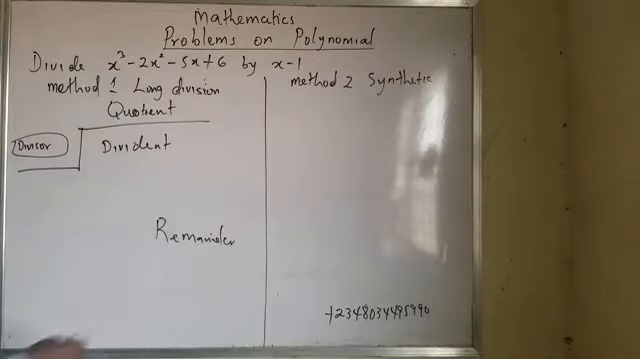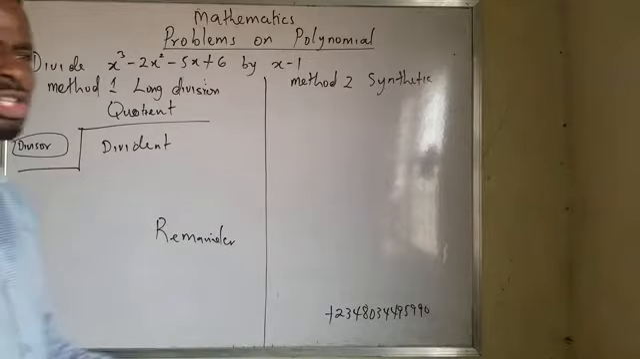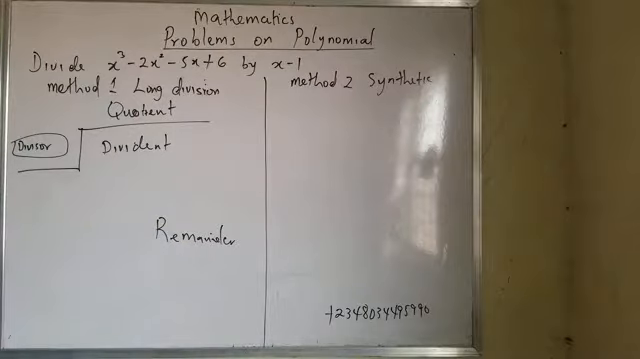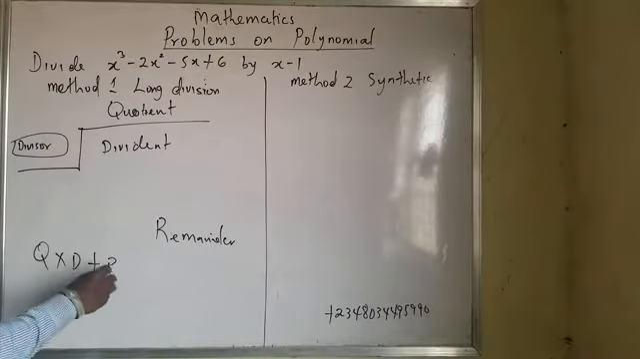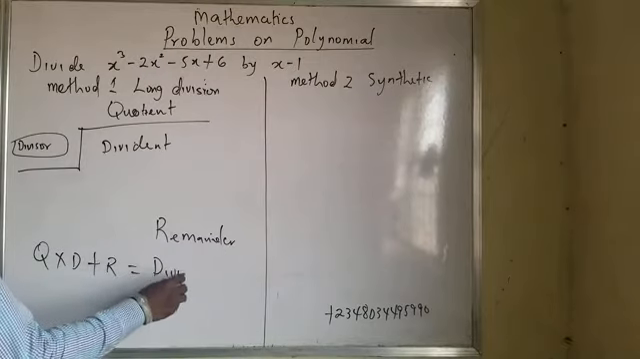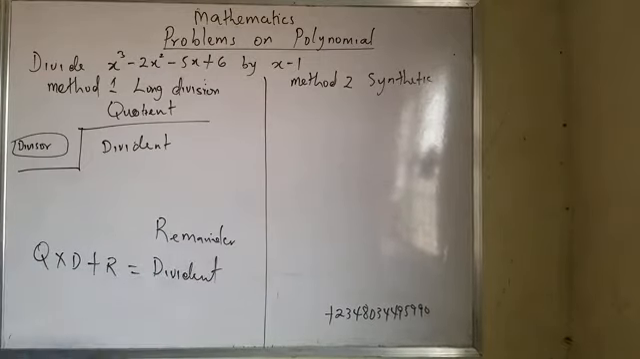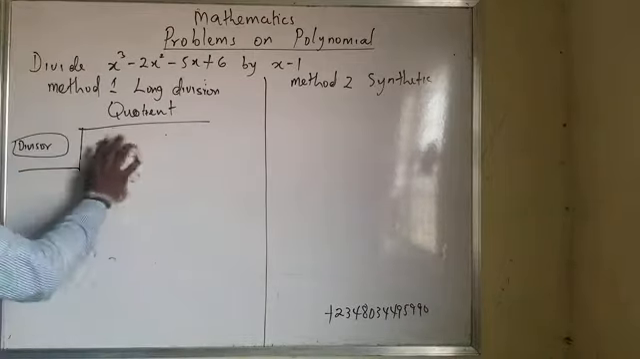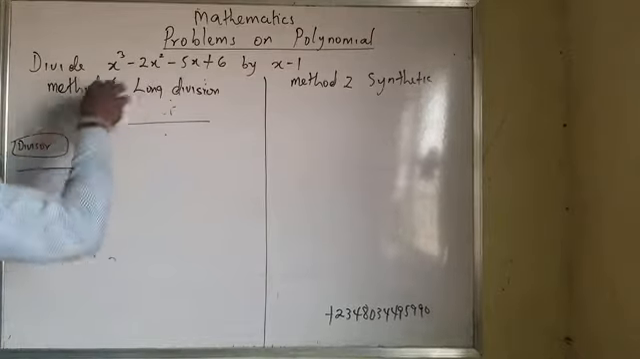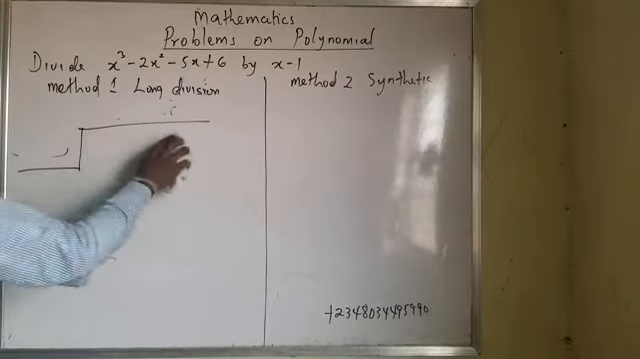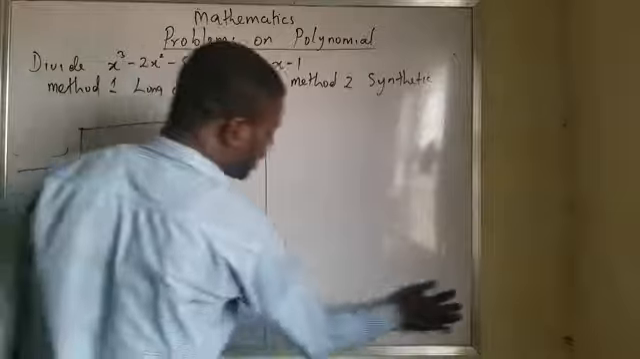Please take note of those things very well. I've explained that, and I've given you the theorem that backs it up: my quotient multiplied by the divisor plus the remainder equals the dividend. Since I've explained that in the previous video, let me just quickly solve this problem. Make sure you watch that video for a better explanation.